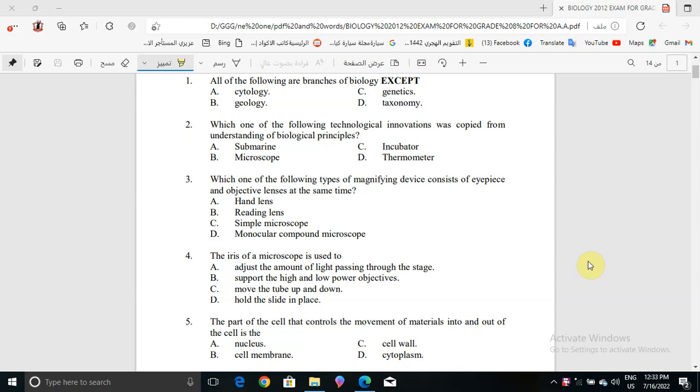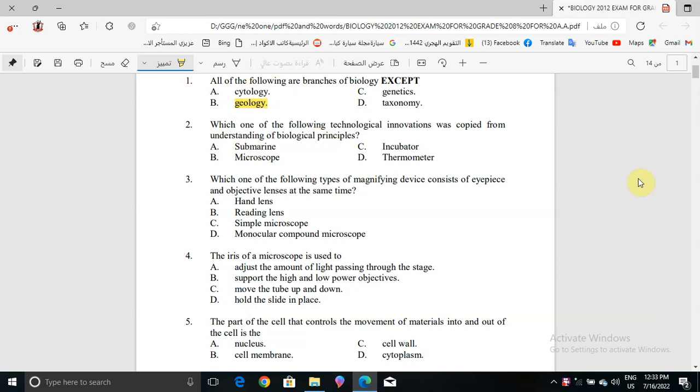The first question is asking, all of the following are branches of biology except one: cytology, geology, genetics, or taxonomy. Now here if we see cytology, genetics, and taxonomy are branches of biology, right? But geology is not. So the answer for question number 1 is choice B, which is geology. That means geology is not from the branches of biology. That means choice B is the correct answer for question number 1.